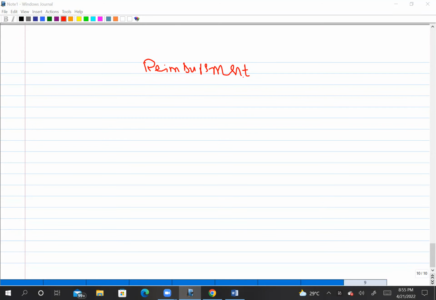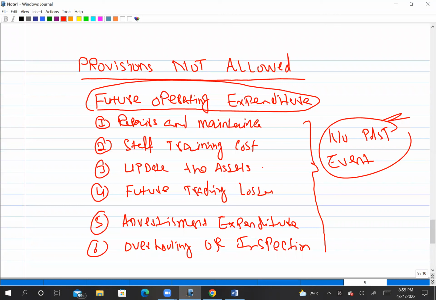Updating assets means purchase of assets, for example, the purchase of property, plant and equipment. We are planning to purchase the property, plant and equipment.